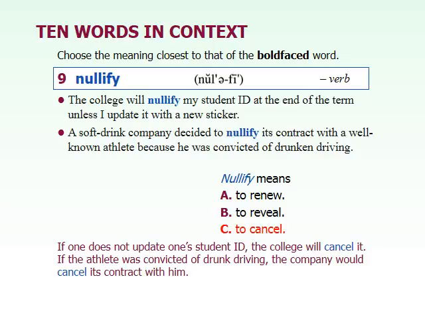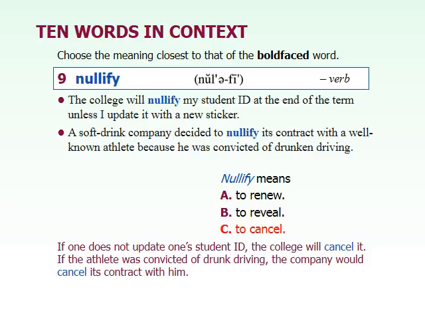So when we talk about nullifying something, basically we're taking something that existed and we're making it not exist. We're making it null, not happen anymore, or not work anymore. So in the first example, if we nullify the student ID, what it means is that the student ID works, but if it's nullified, it's like it's not there. It doesn't work. It doesn't have any purpose.